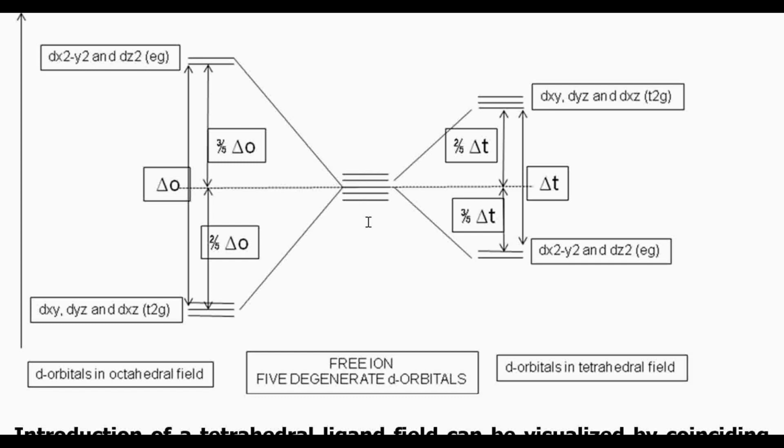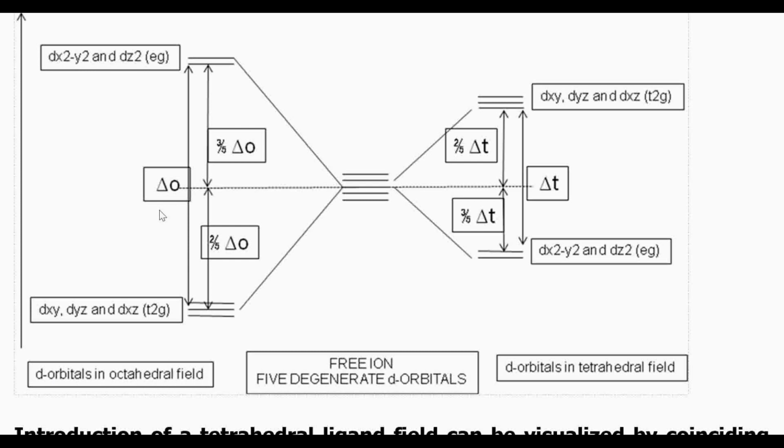Now you will find that in some books 2 steps are shown: free ion 5 degenerate d orbitals, then upon introduction of field some energy is increased, and then they show the effect of the octahedral ligand field. Just for the sake of simplicity I have shown only one. You can show 2 also. Now on this left hand side I am showing you the crystal field splitting because of the introduction of the octahedral ligand field. Now what happens?